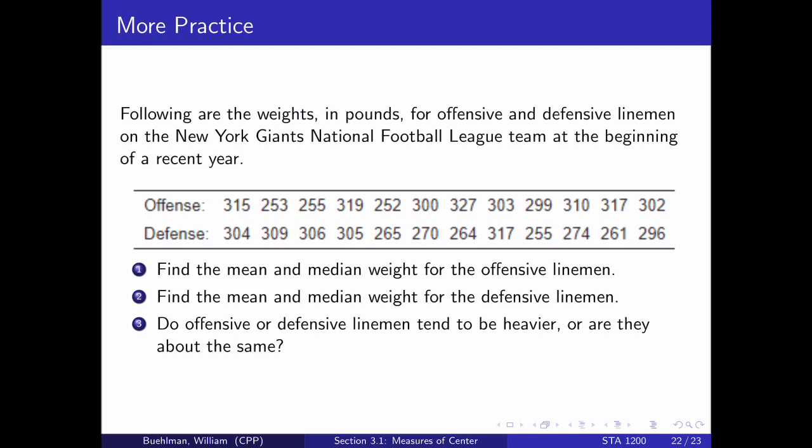Here's a final practice problem for you guys. The following lists the weights of offensive and defensive linemen for the New York Giants. I want you to find the mean and the median for the offensive line, the mean and the median for the defensive line, and then tell me, are offensive or defensive linemen heavier than the other? So are offensive linemen heavier than defensive linemen? Are defensive linemen heavier than offensive linemen? Or are they about the same? So go ahead, pause the video, work through it, and the answers will be shown in 3, 2, 1.